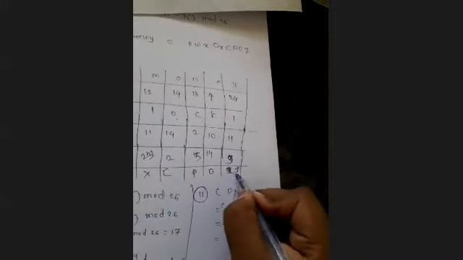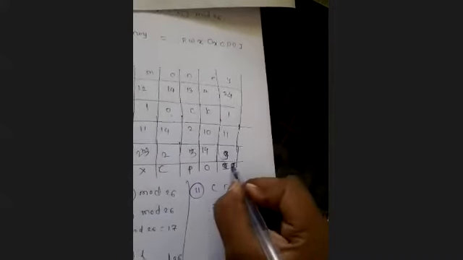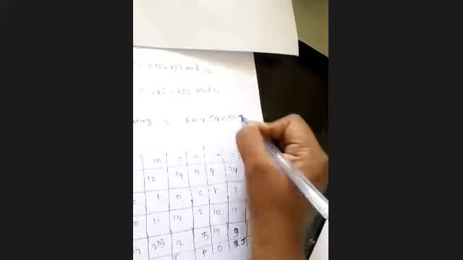This is 9, right? Subtraction is 9. 35 minus 26 will be 9. So the answer will be 9 here. Here also it will be 9. So if it is 9, then it will represent the value J, alphabet J, right? So here we have to write the J.